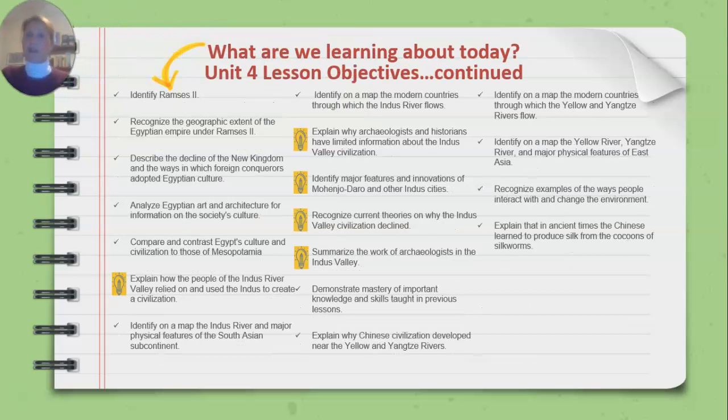What are we learning about today? Unit 4 lesson objectives. We're going to talk some more about how the people of the Indus River Valley relied on and used the Indus River to create a civilization. We're going to explain how archaeologists and historians have limited information about the Indus Valley civilization. We're going to identify major features and innovations of Mohenjo-Daro and other Indus cities. And then we're going to recognize theories on why the Indus Valley civilization declined. Note, sometimes it's pronounced Indu, sometimes Indus, so you can use it interchangeably.